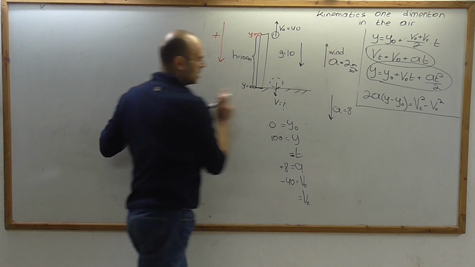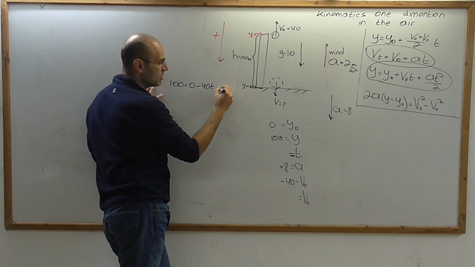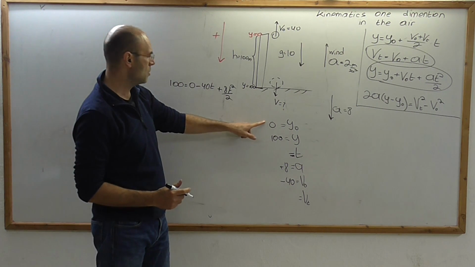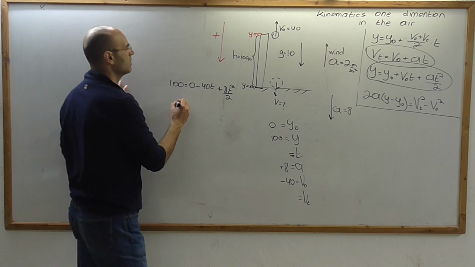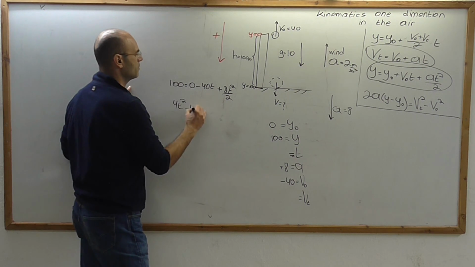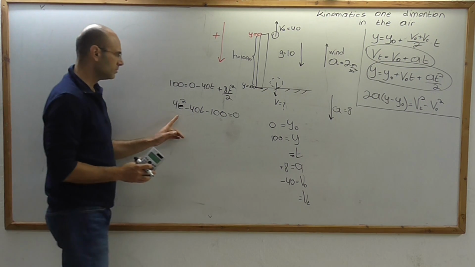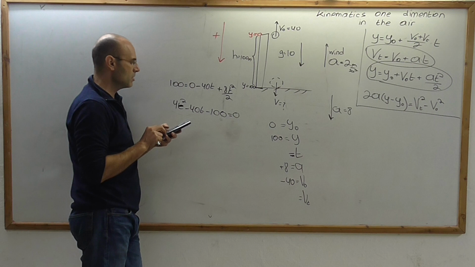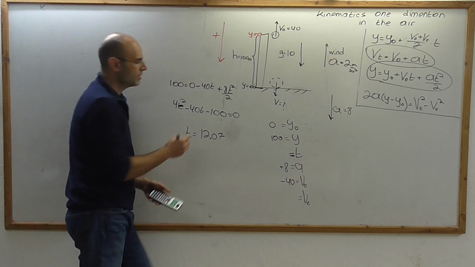Okay, let's use the third equation, this one. So 100 equals 0 minus 40t plus 8t squared over 2. Again, y is 100, y0 is 0, v0 is minus 40, t is t, and the acceleration is plus 8. Okay, let's solve it. So it's 4t squared minus 40t minus 100 equals 0. Okay, mode 5.3 solves this kind of equation: 4, minus 40, minus 100. So t equals 12.07, and the other t will be negative, I don't care for it.